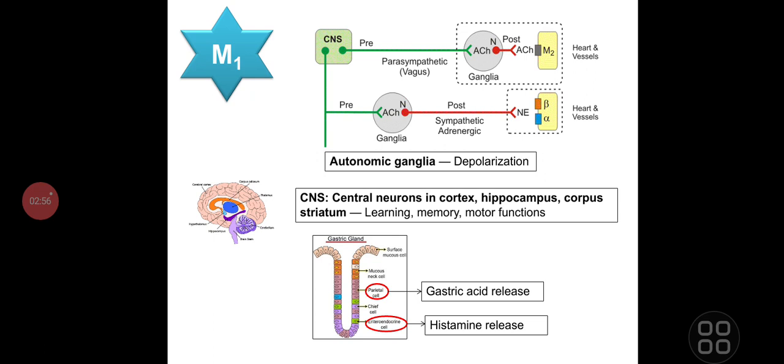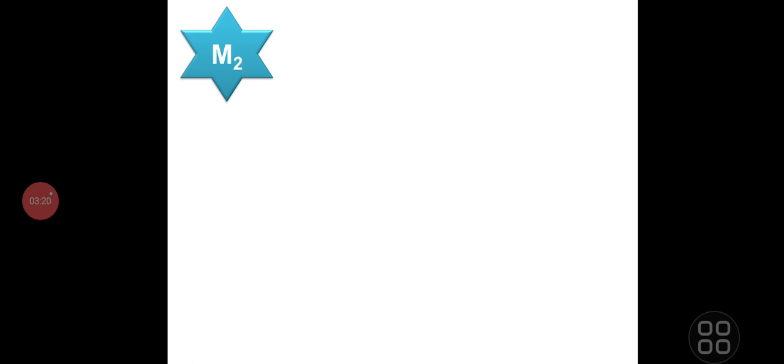This receptor is also present in a gastric gland, in a parietal cells and in a enteroendocrine cells. As you can see, this is the image of a gastric gland. Here in a parietal cells, this M1 receptor stimulation is responsible for gastric acid release, and in an enteroendocrine cell it is responsible for histamine release.